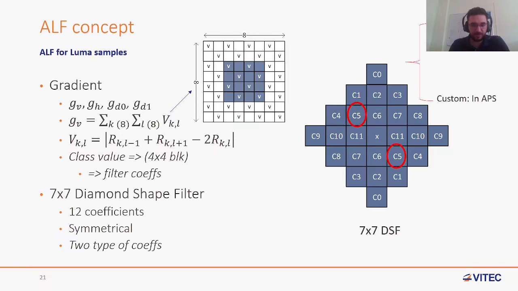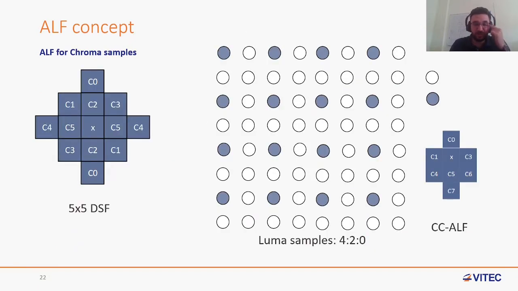The chroma filter, on the other hand, uses two filters, the 5x5 diamond shape filter and the cross-component adaptive loop filter, as we can see in the figure. Unlike luma, these filters do not require any gradient computation or classification process. The 5x5 filter uses only custom filters in the APS, and it uses only 6 coefficients, since the filter is symmetrical, as you can see in the figure. Cross-component ALF uses collocated luma samples in order to filter chroma ones. Here we show the example of 420 chroma subsampling. As we can see, the filter is positioned onto a collocated luma sample to apply the filtering process. The coefficients for this filter are also custom, created by the encoder and signaled in the APS.